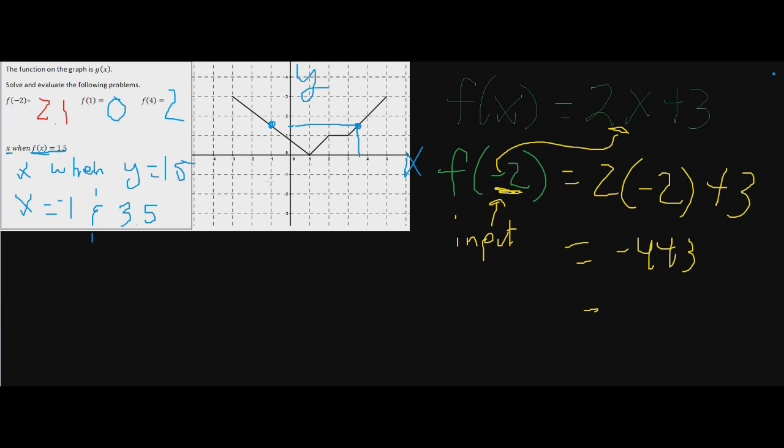I hope that goes to clarify the difference between a number inside our parentheses, like this problem here, versus a problem when I'm giving you the output, the y value there.